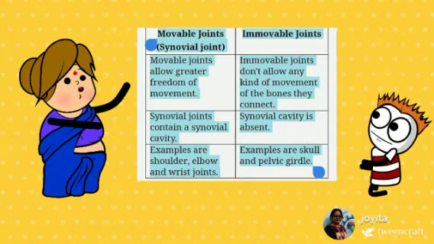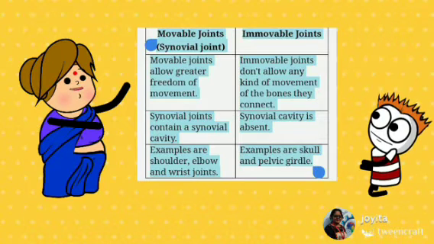So when we talk about movable and immovable joints, we will see the difference. The movable joints allow greater freedom of movement, wherein you can move them very freely, whereas immovable joints don't allow such free movement. In movable joints, you have synovial joints which have a synovial cavity. Synovial cavity is absent in immovable joints. Examples of movable joints are the shoulders, elbow, and wrist, and immovable joints are the skull and pelvic girdle.